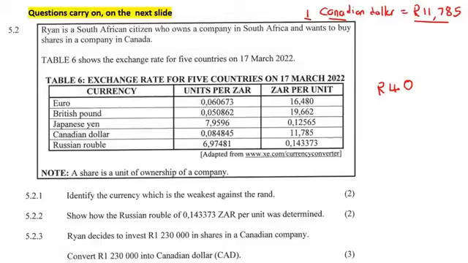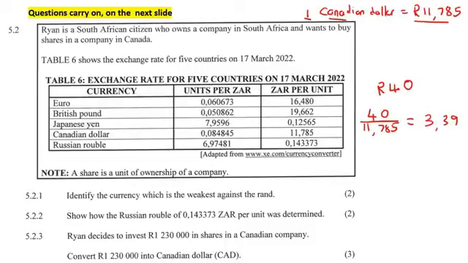So if you have 40 Rand, how many Canadian dollars would you get? You'd get about 3, right? Maybe a little bit more than 3. How would you work that out though? You could say 40 divided by 11.785. And if you had to work that out, you would get about 3.39 Canadian dollars.